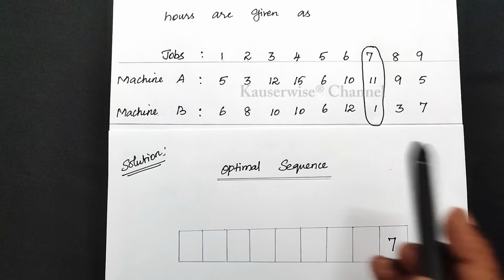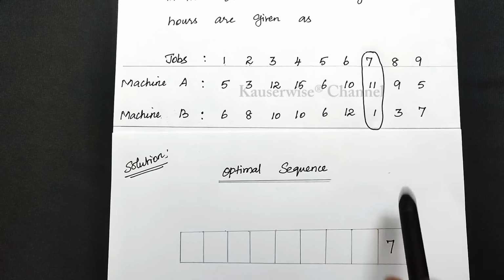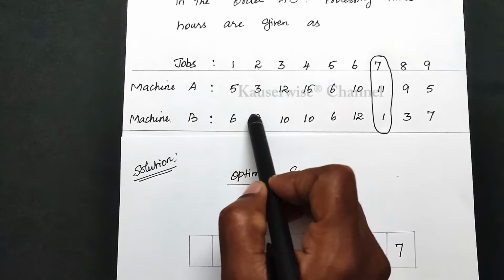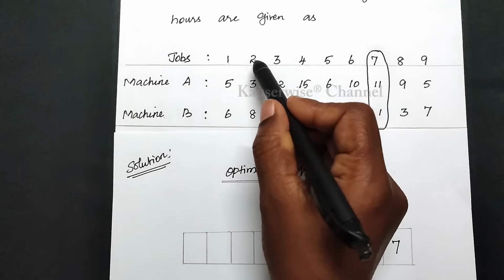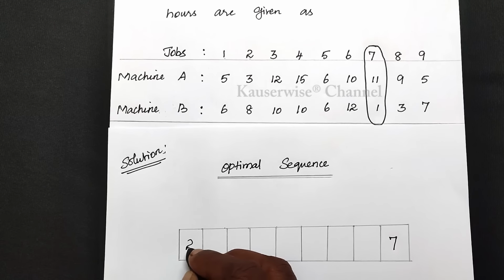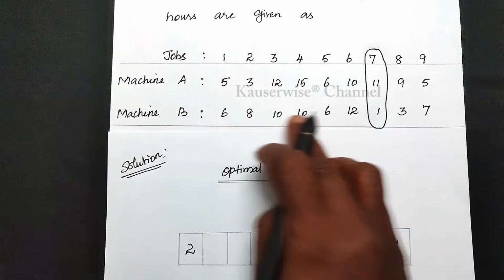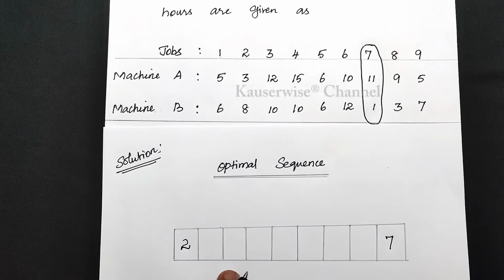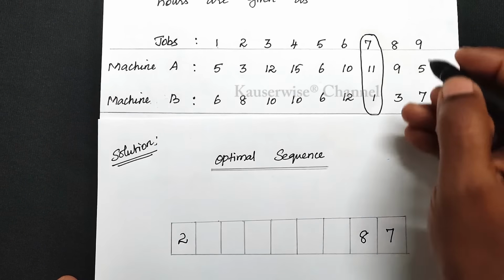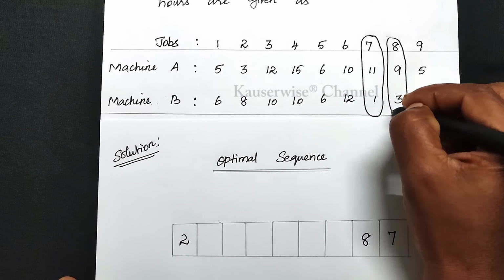What is the procedure? For machine A, forward direction. For machine B, backward direction. So here 3 occurs in machine A for job 2. So we can assign this particular job in the forward direction first, job 2. The next 3 occurs in job 8, machine B. For machine B, backward direction, so assign here job 8. Now you can eliminate the 2 jobs, 8 and 2.